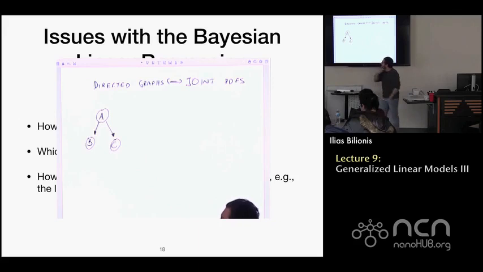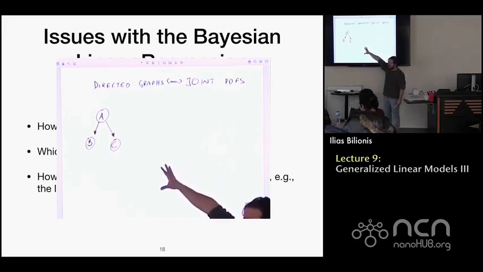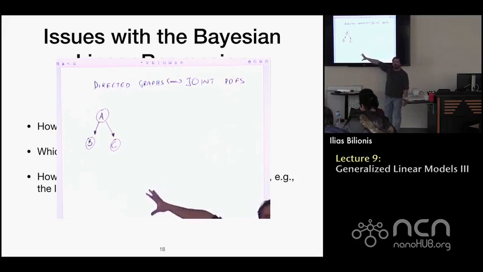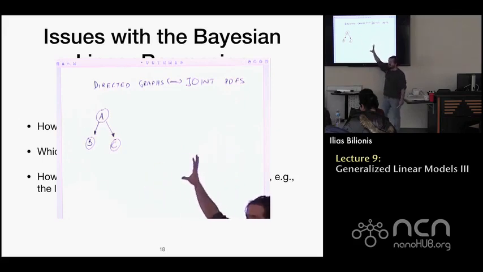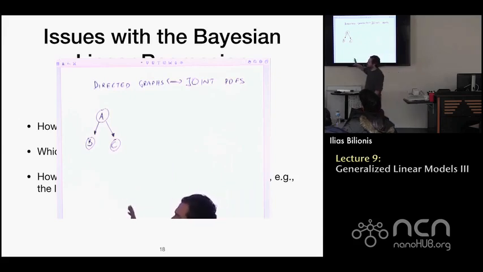Now, what I'm going to say is the following. Each one of these directed graphs corresponds uniquely to a set of conditional independence relationships between these random variables. And I will show you what I mean by that, by example.